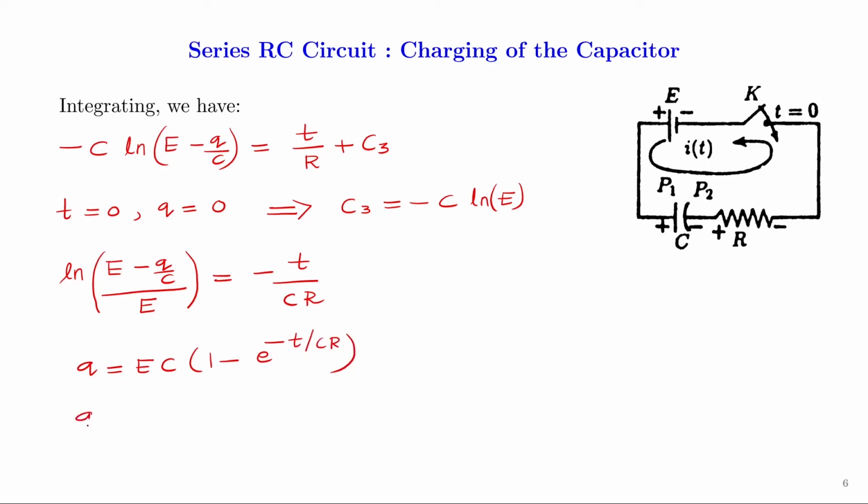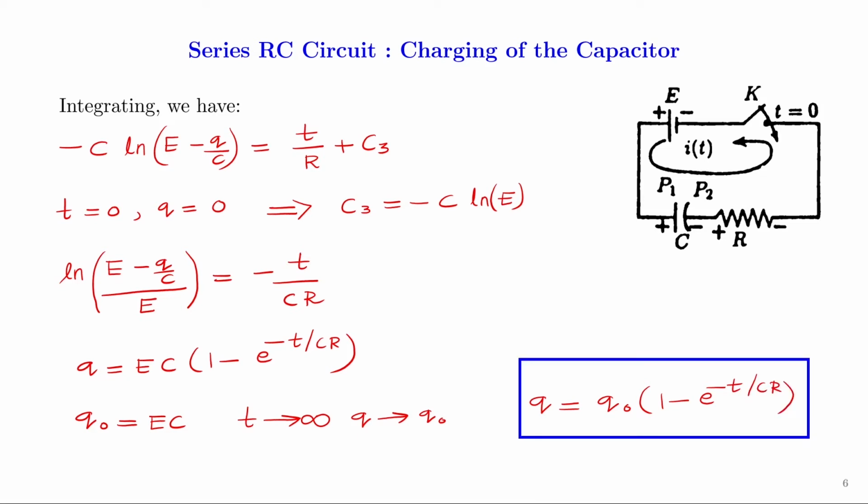We'll substitute Q0 as equal to E times C, where Q0 is the final charge on the capacitor. So that means that as t tends to infinity, q tends to Q0. And therefore, the final equation for the charge is q equal to Q0 times (1 minus e raised to minus t over CR). And this equation gives the growth of the capacitor charge.